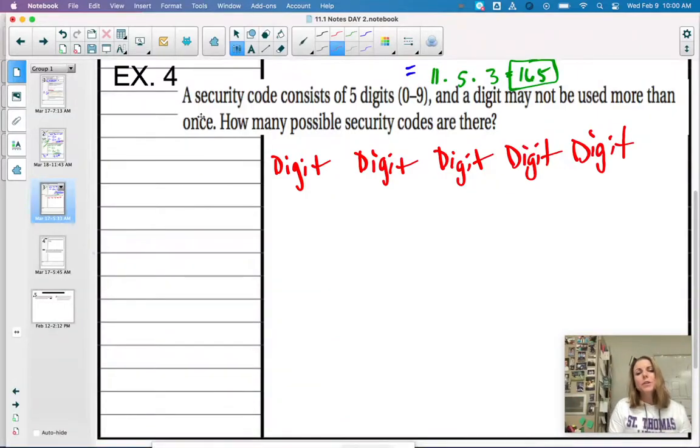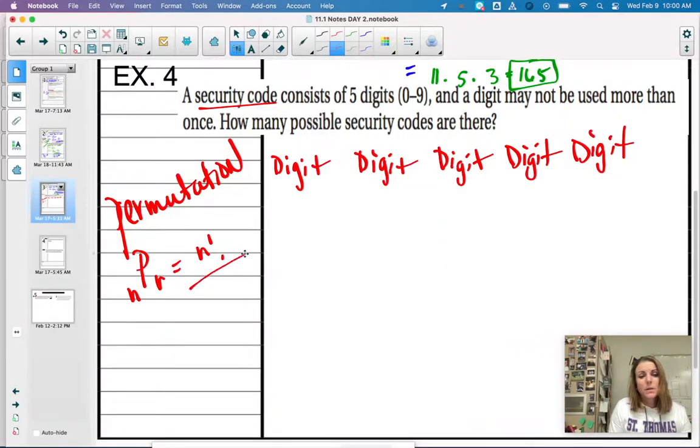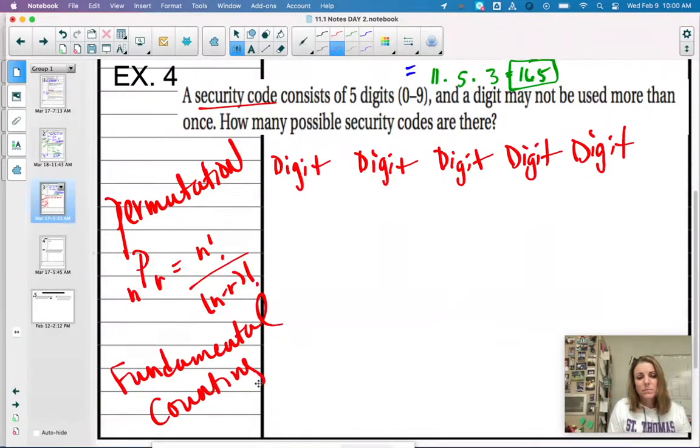Key here is if you have a security code, order is going to matter, because if you have a garage code on your garage and you go try to type in the wrong code, it will not open. So order is going to matter here. This is going to be a permutation. And with a permutation, we kind of have 2 options. We can use this formula, or we can use the fundamental counting principle. I'm going to do it both ways so you can see both ways.